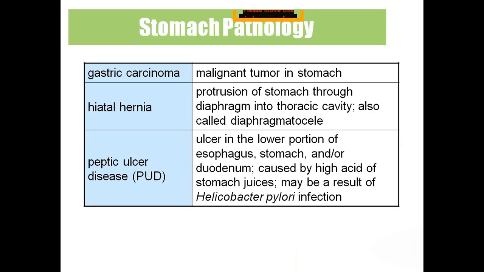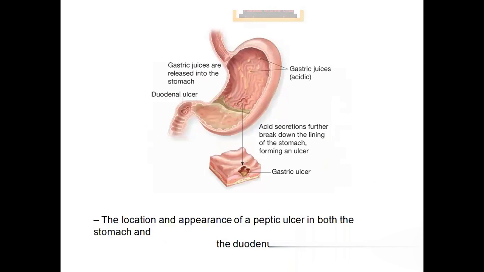And it also finally results in the infection. We call it as Helicobacter pylori infection. And here, you can see the picture of peptic ulcer. The ulcer present in the stomach, the ulcer present in the duodenum, and the ulcer will be there in the esophagus. So if there are ulcers in these three regions, then we call it as peptic ulcers. These ulcers are due to high concentration of hydrochloric acid that will damage the mucous membrane.